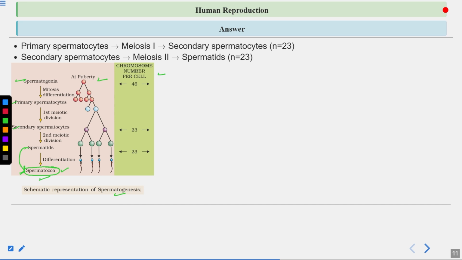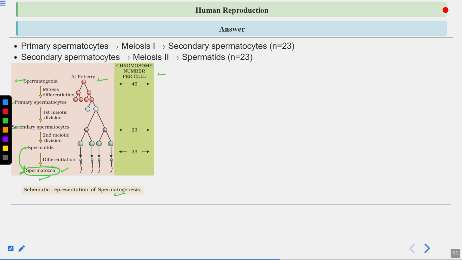Now from the seminiferous tubule, these sperms will travel through the accessory ducts. After the seminiferous tubule, the sperms enter the rete testis, then vasa efferentia, then epididymis, then vas deferens. Finally, the vas deferens joins the duct coming from the seminal vesicles to form the ejaculatory duct, and through it the sperms are transported out of the body through the urethra.